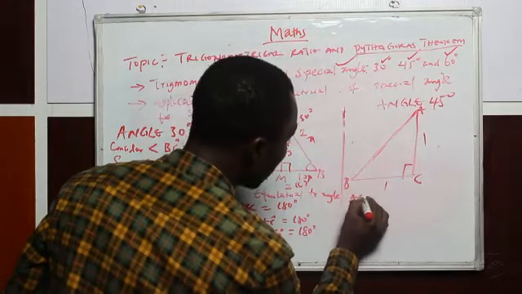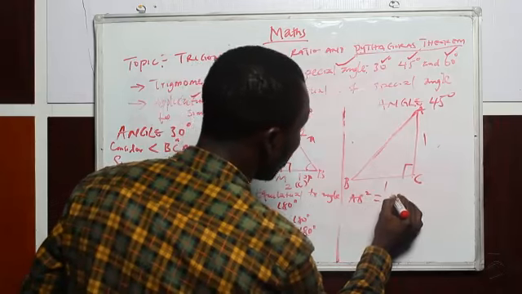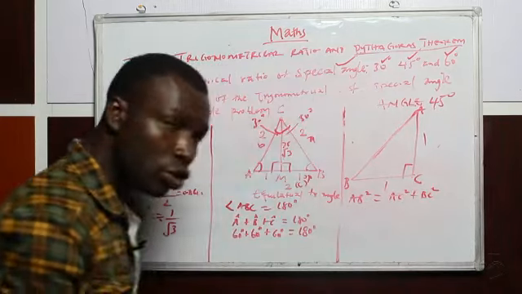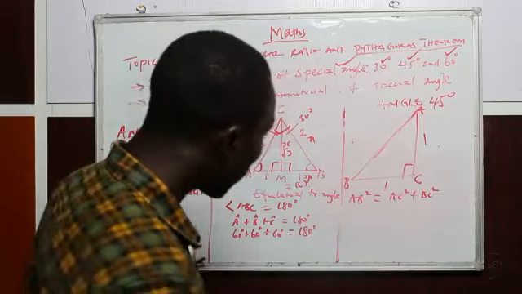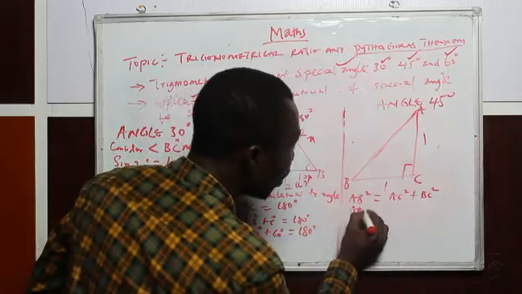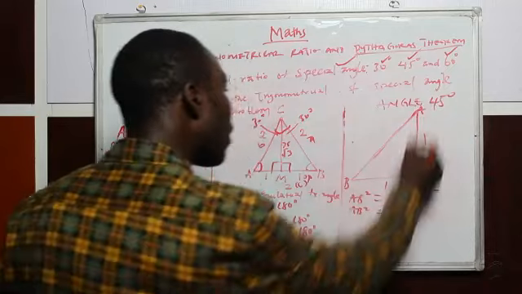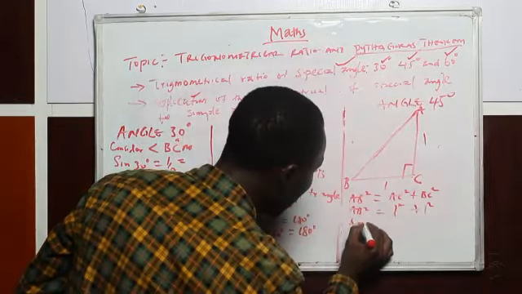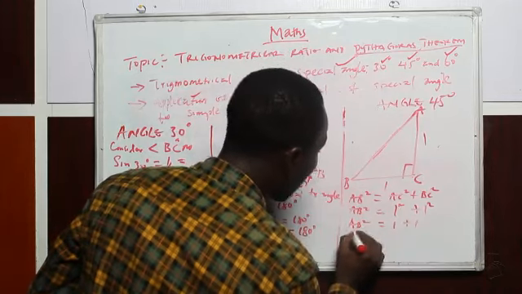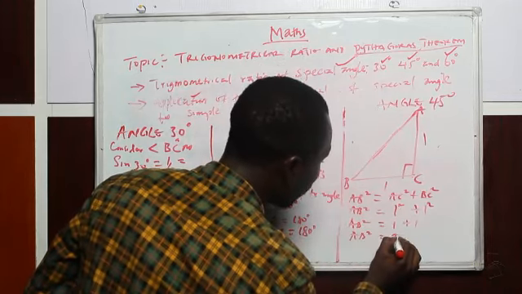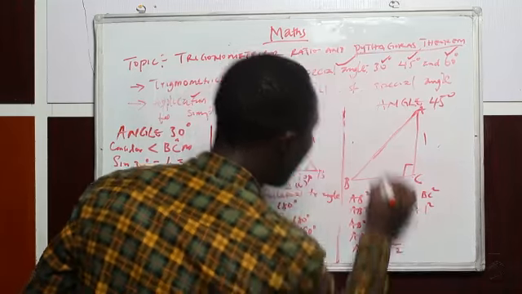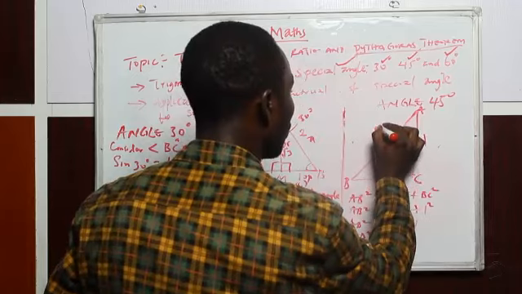Our AB square is equal to AC square plus BC square using Pythagoras theorem. Now, what is our AB square? Our AC is 1, so AB square is equal to 1 square plus 1 square. AB square is equal to 1 plus 1. AB square is equal to 2. Now, how do we find our AB? Root 2. Therefore, this place is called root 2.